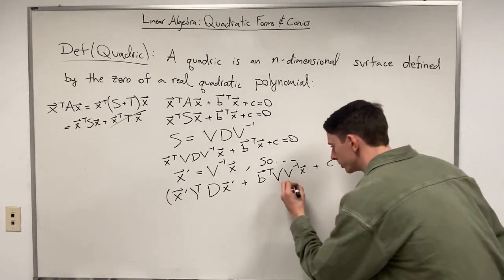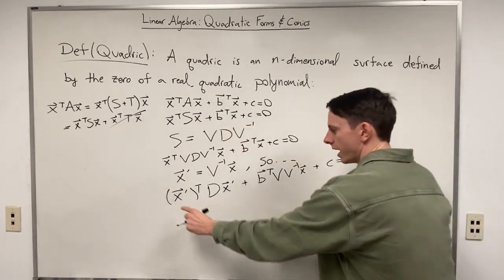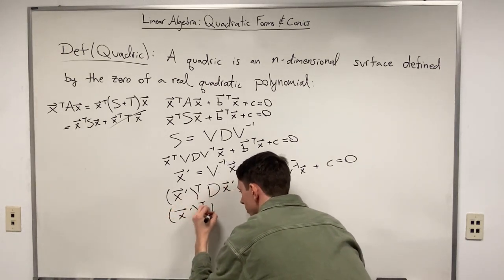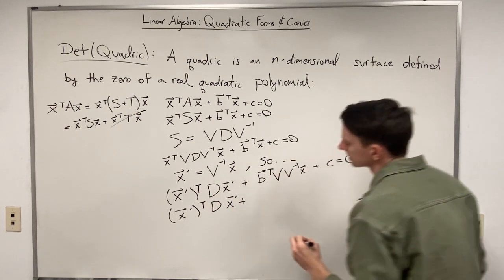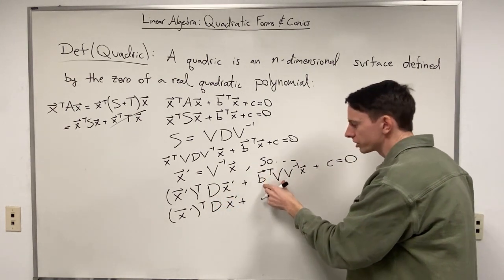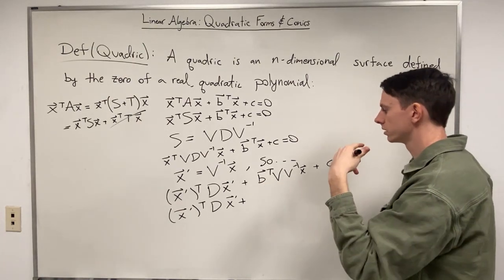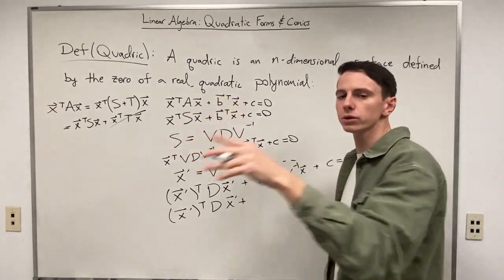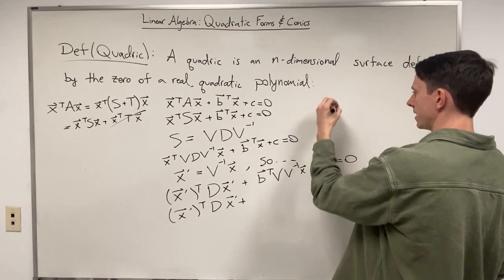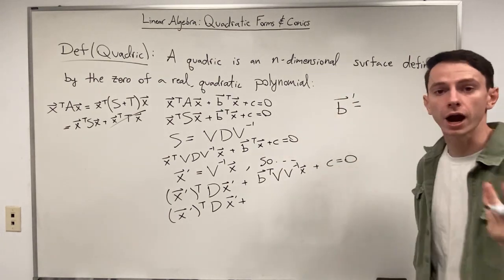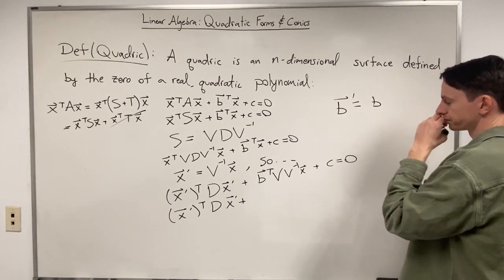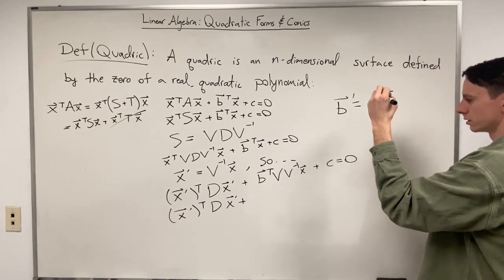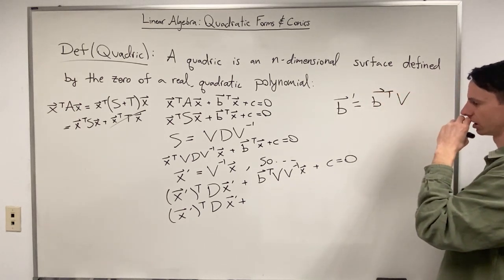But now what we can do is we can rewrite this equation. I can have my same first term, x prime transposed D x prime, plus, and what I'm going to do is I'm going to define b transpose times v to be a new version of the b vector. We had this original real n-dimensional vector b, but now I'm going to make a new definition for b, a primed version for b, and that's simply going to be b transpose times v, like this.